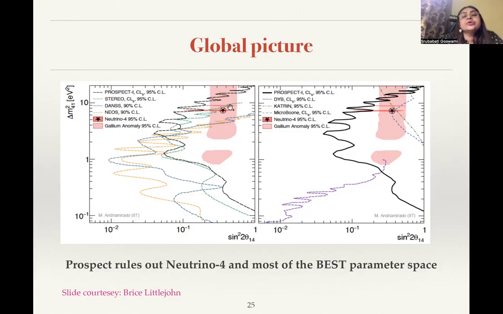So we can see that, first of all, this Neutrino-4 allowed region is excluded by other experiments. Then this is the gallium anomaly allowed region. Some part of it was allowed at high delta m square, but the PROSPECT result also rules out most of this part. So here it is also showing this Katrin result, which I mentioned earlier, that Katrin was ruling out this part at high sine square 2 theta, but these reactor experiments can probe smaller sine square 2 theta also.